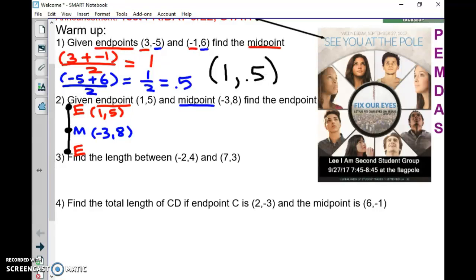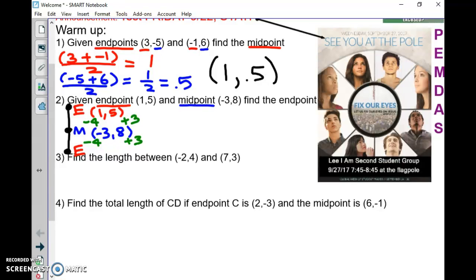Subtracting 4, so -4. I'm going to draw a little -4 here, a little -4 here. Okay? Now how do I get for the y values from 5 up to 8? Adding 3. So +3, +3. And now I can find out my other endpoint by continuing the pattern.